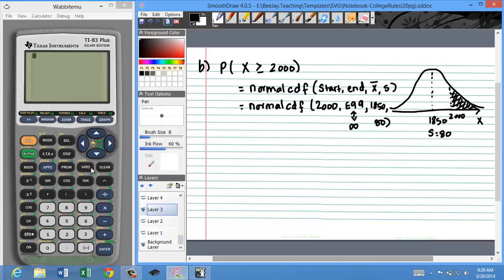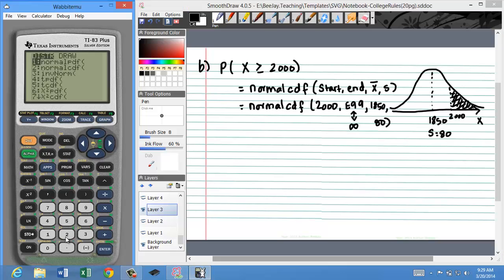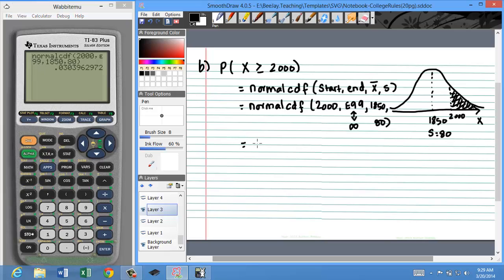So on a TI calculator, I could press second, then option number 2, I press 2000 followed by E99. To get E, I press second, comma, 99, comma, the mean 1850, comma, the standard deviation of 80. And that tells me the probability is 0.03039.